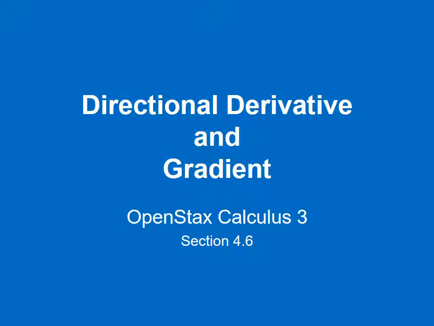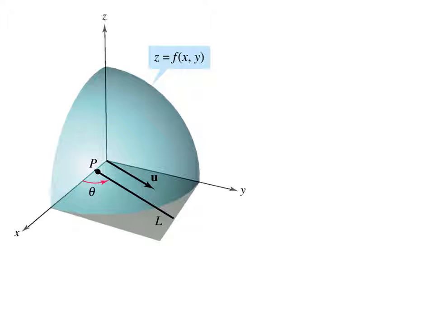Here we want to take a look at directional derivatives and gradients. So let's formulate a definition for directional derivative. Here we have a surface, z is f of x, y. We've got a vector, u, that gives us a particular direction. Now I've drawn another line parallel to u, in other words, the same direction as u.